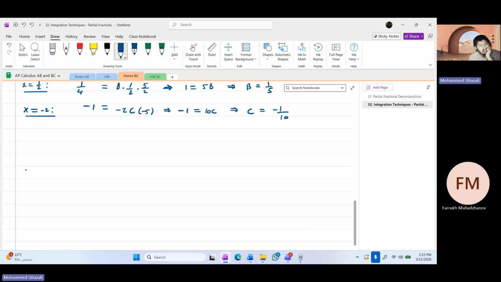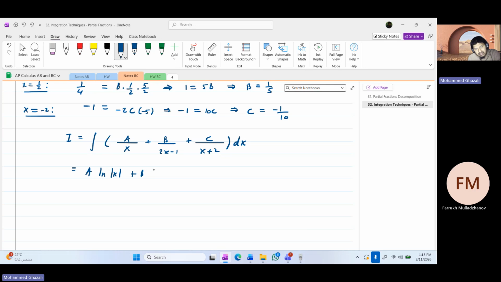So we are basically integrating this. The integral is basically equal to all of this, right? So I will write down the answer. This is just a ln x plus b ln 2x minus 1. Be careful: b ln 2x minus 1 times a half. Remember, that's a rule that I did at the beginning. Times a half, plus c ln absolute value x plus 2, plus another constant k for now.